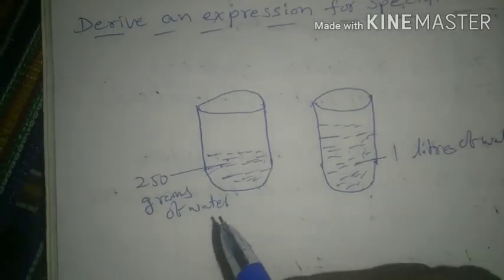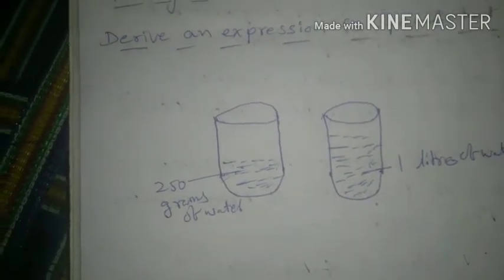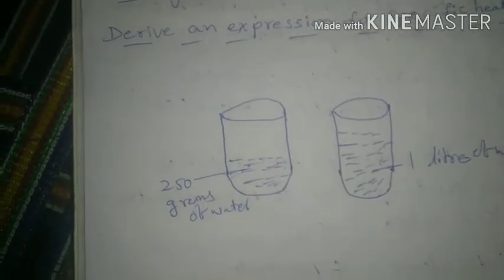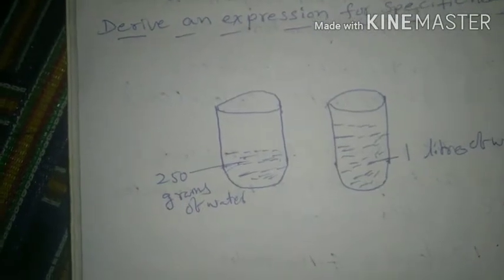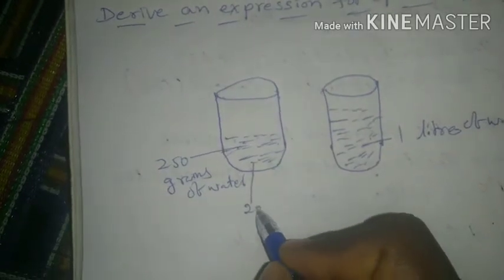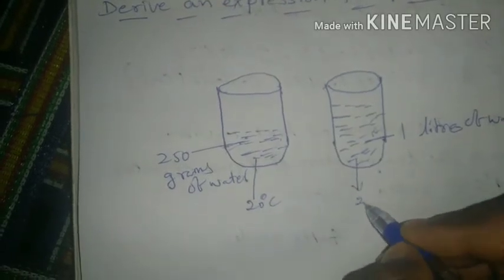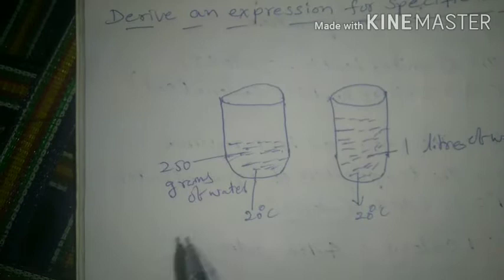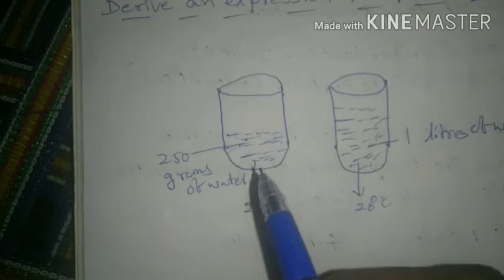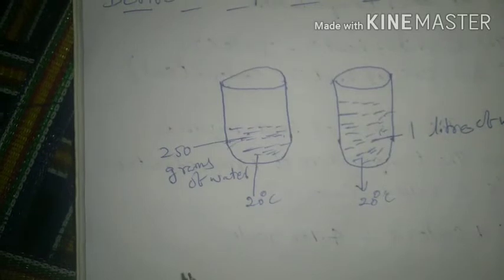Note down their initial temperatures using thermometers. The initial temperatures should be the same. First beaker 20 degrees Celsius and second beaker also 20 degrees Celsius.